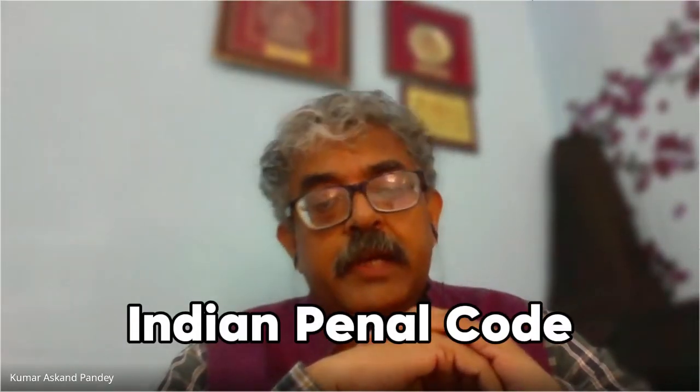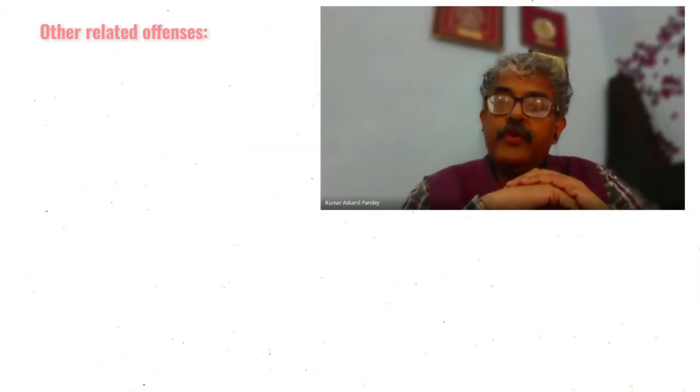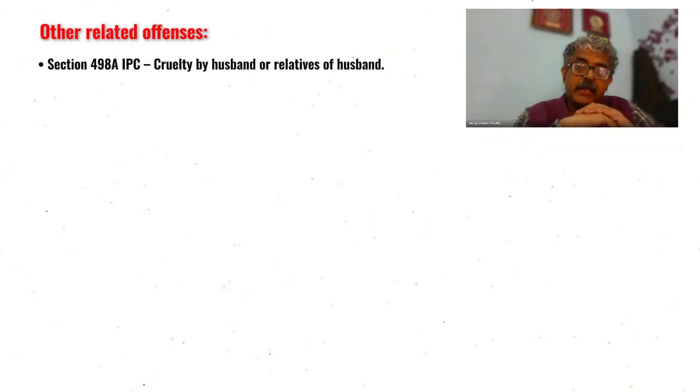In the chapter that was titled Offense Against Human Body, that would be chapter 16 of Indian Penal Code, and then a few offenses in other chapters. For example, the offense of cruelty against married women, section 498A, that was in a separate chapter, having just one section, which was added quite late as part of Indian Penal Code.